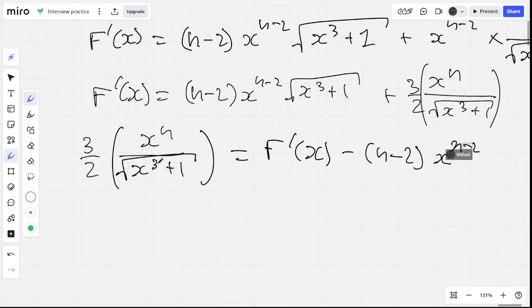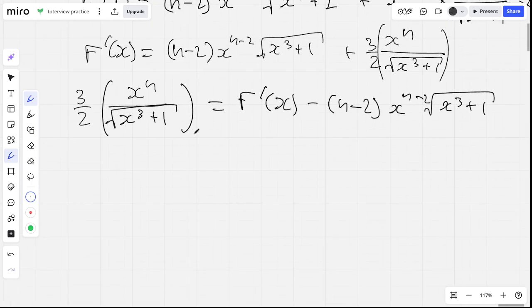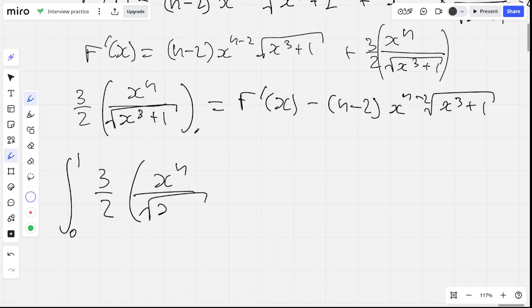But until now, I have to kind of suck it up and appreciate the fact that not all drawings are perfect. Okay, now what I'm going to do is integrate between 0 and 1. The reason I'm doing this is so I can get in.